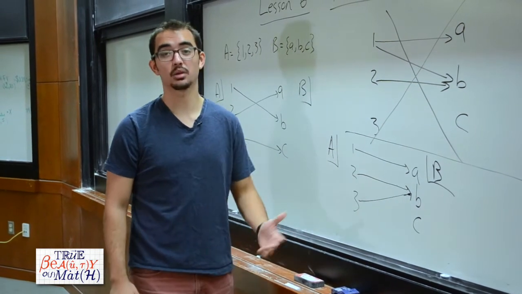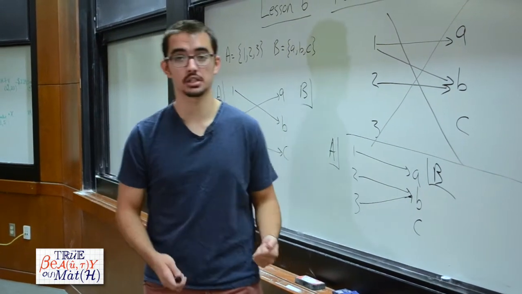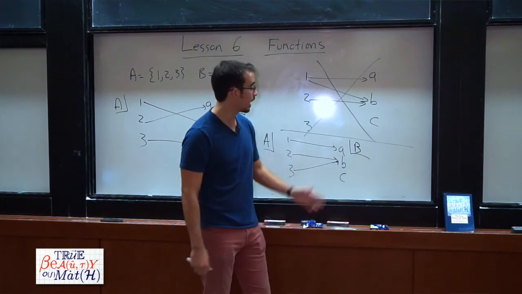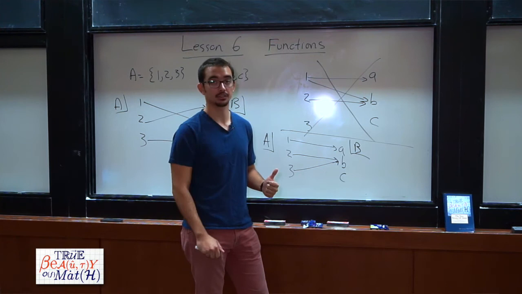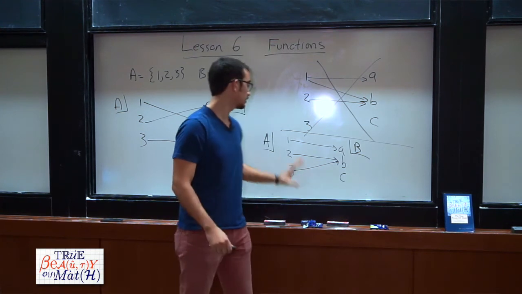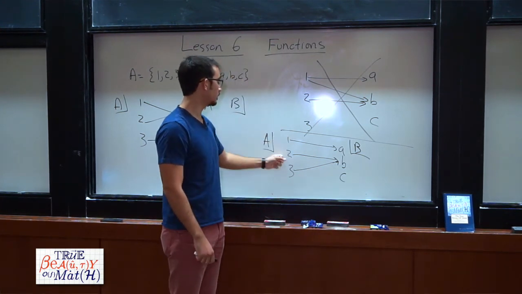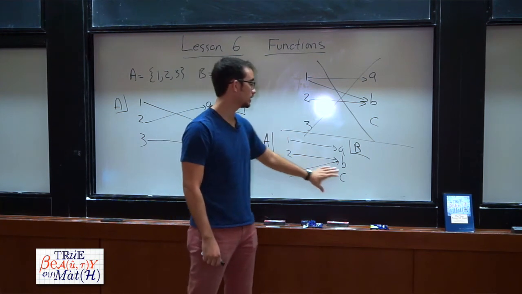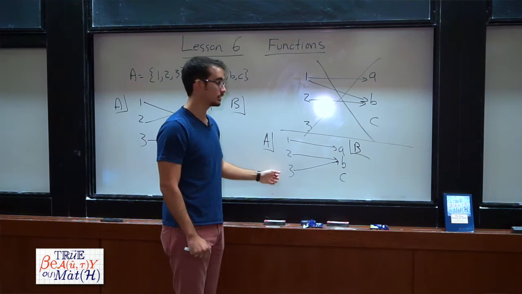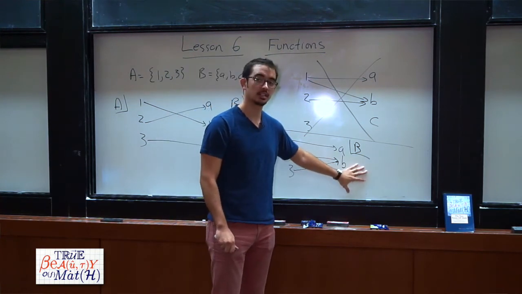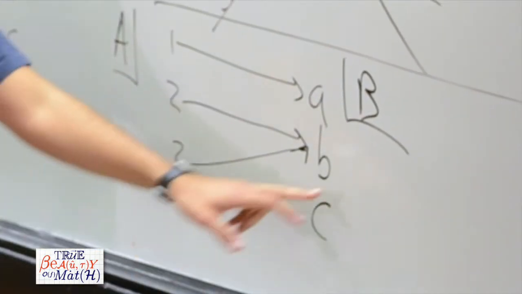In the next lesson, we're going to start studying special kinds of functions where maybe it is the case that every element in B gets hit by something in A, and some other requirements that we could ask for a function. But in general, a function is just some association of elements in one set to elements in another set, such that every element in the from set gets sent somewhere in the to set and gets sent to only one place in the to set.